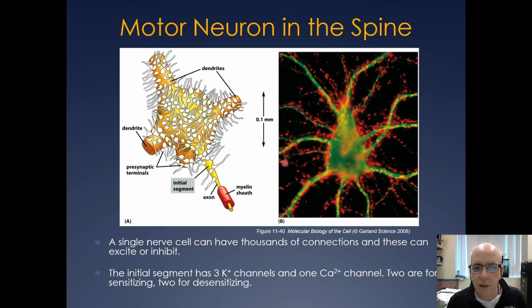Okay, this cell is receiving tens of thousands, hundreds of thousands of different inputs, but not every input leads to an output where an action potential is going to go down the axon. And so it's this initial segment here that makes the judgment call. Okay, so there's potassium channels and calcium channels, and they're sensitizing and desensitizing. And so what it's doing is integrating signals from all of these various inputs that it's receiving to decide whether or not it's going to fire.